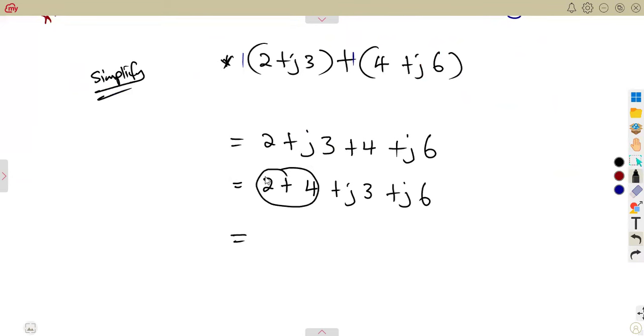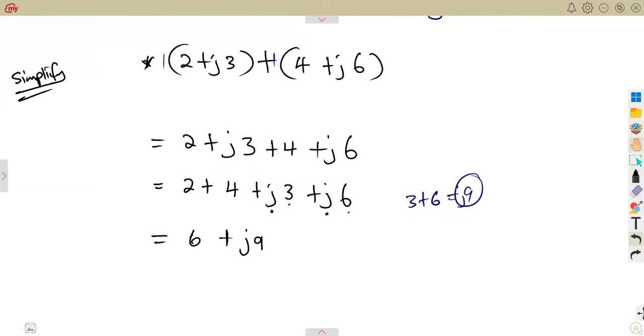Let's add the real together, 2 and 4. That is going to give us 6. Plus the part of J on its own. So there's a plus, so just add the numbers 3 plus 6. You add those numbers, 3 plus 6, which is a 9. But you're having a J. So this is going to be J9 or 9J. That's adding.